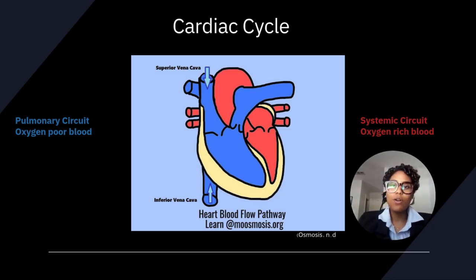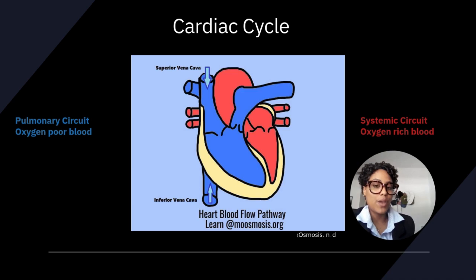And just to go over again the blood flow through the heart, it first goes in through the superior vena cava and it lands into the right atrium. It is going to pass the tricuspid valve and go into the right ventricle. It is going to go up through the pulmonary artery to go into the lungs to become oxygenated.